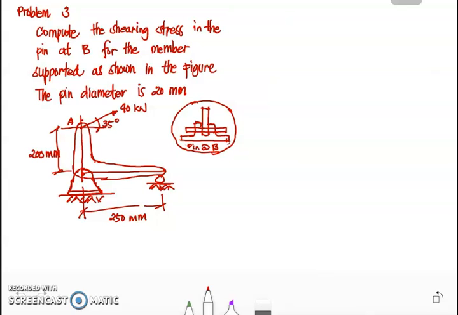Problem number 3: compute the shearing stress in the pin at B for the members supported as shown in the figure. The pin diameter is 20 mm. For this one, we are given the figure and we have to identify the reaction forces. This is our point B, this is our point C. Of course, we have a roller, so you have a vertical reaction force, RC. Here we have a pin support, so you have a horizontal reaction RBH and a vertical reaction RBV.